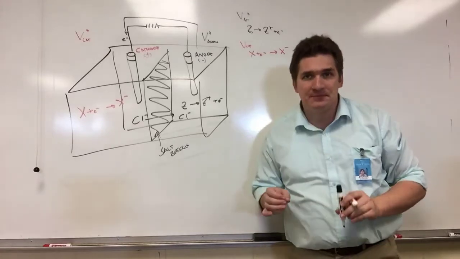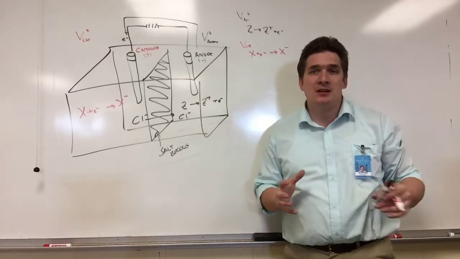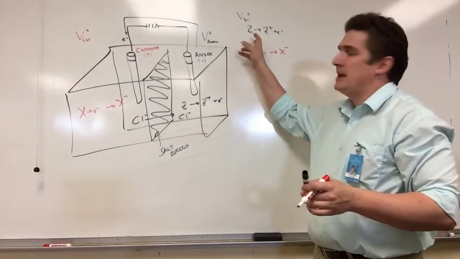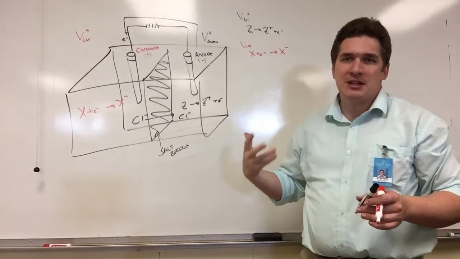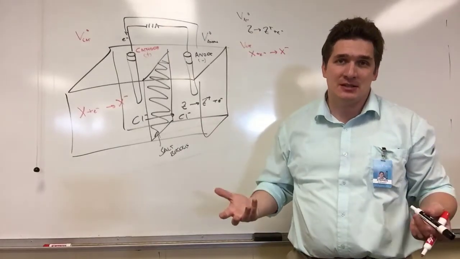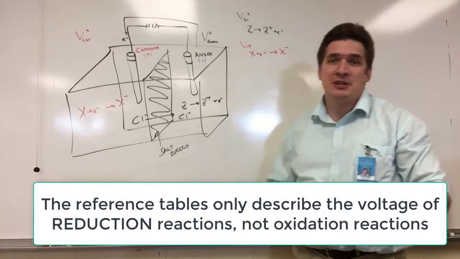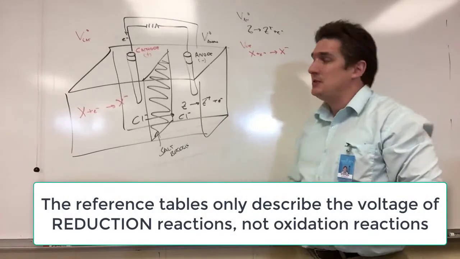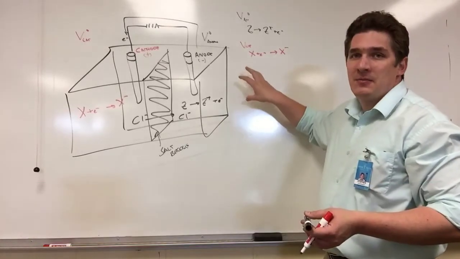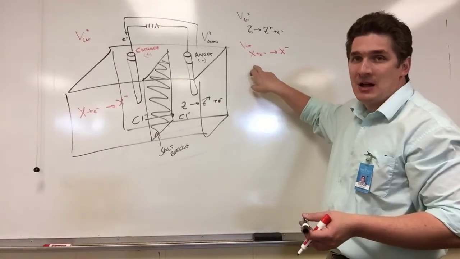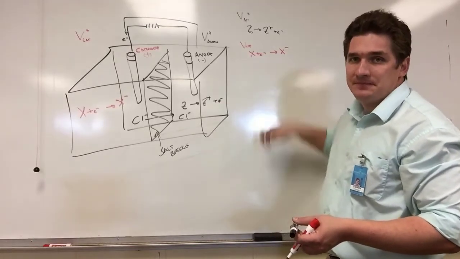But here's the thing. We don't keep tables of cathode voltages or of anode voltages. We don't keep tables that tell us the voltage associated with oxidizing something. We only have what are called standard reduction potentials. And what a standard reduction potential describes is basically the voltage associated with taking some compound and reducing it.